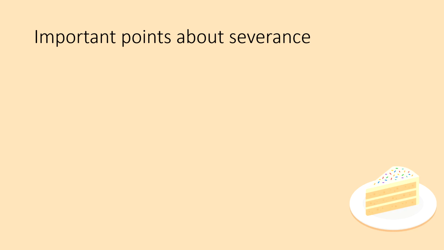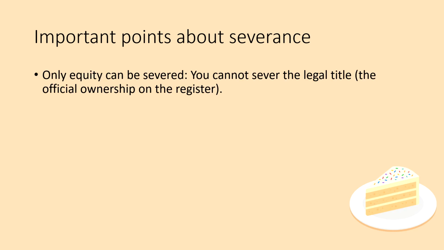Important things we need to know about severance. Okay, so this only happens in equity. Remember from the beginning, the legal title is always held as joint tenants. You cannot sever the legal title, it will always stay like that. Okay, so the official ownership and all the admin rights that come with it, that's always held as joint tenants.